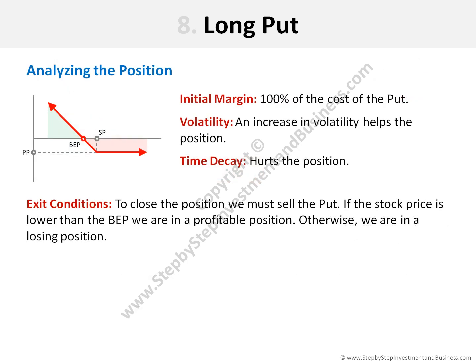Continuing with the analysis, the initial margin required to open the position is equal to 100% of the cost of the put. This is the minimum amount of money that must be deposited into our account in order to place the trade. An increase in volatility helps the position. On the other hand, time decay hurts the position.